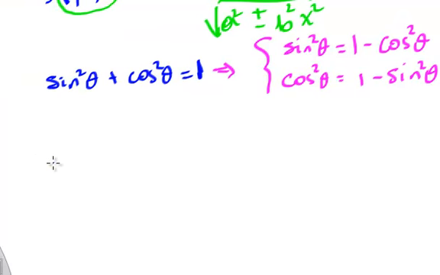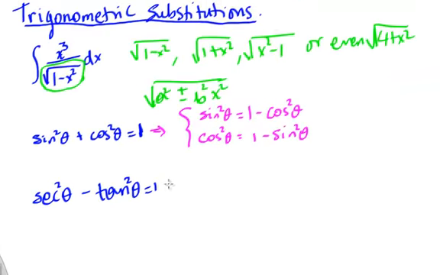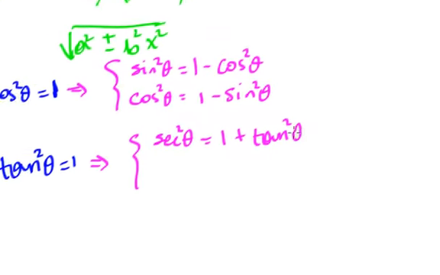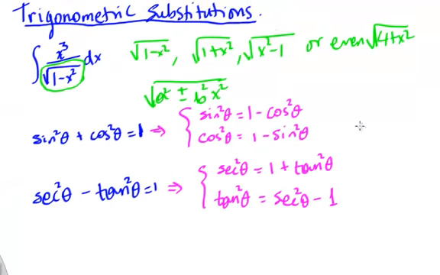And I'll be referring to the other one, secant squared theta minus tangent squared theta equals 1. And this also gives us two useful identities: secant squared theta equals 1 plus tangent squared theta, and tangent squared theta is secant squared theta minus 1. Okay, so these are the key identities that we will be using. We can get by with those two.